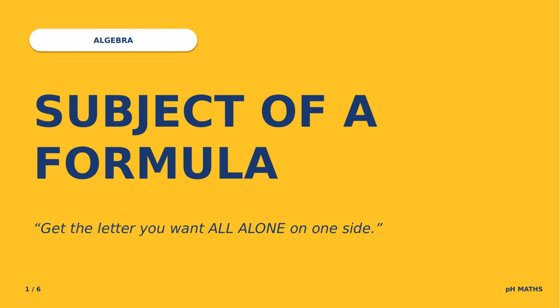Today's explainer is rearranging to change the subject of a formula, getting the letter you want all alone on one side. By the end of this, you'll know the standard work outwards method and the one tricky case where you have to factorise.